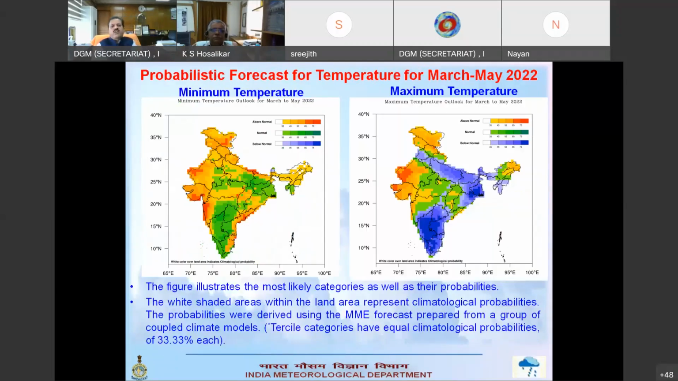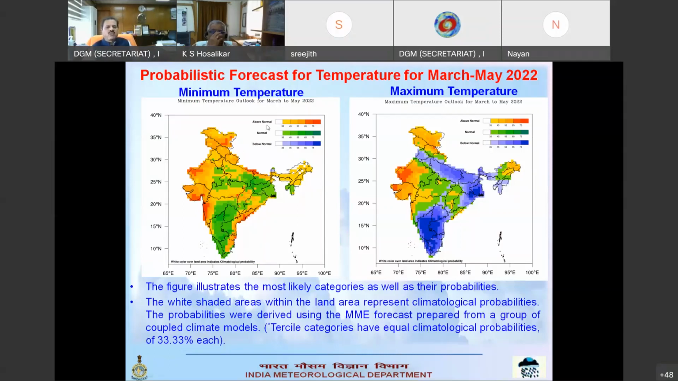Now let us come to the probabilistic forecast for temperature for the season March to May 2022. On the left hand side, you will find the diagram for minimum temperature forecast, and on the right hand side it is the maximum temperature forecast. Let us come to minimum temperature forecast. If I just look at the minimum temperature forecast, there are three types of probability depicted here.